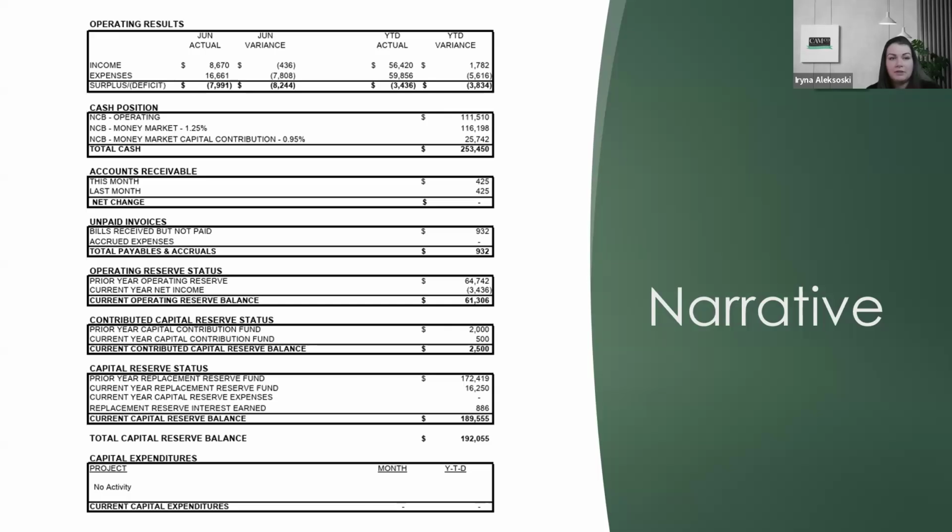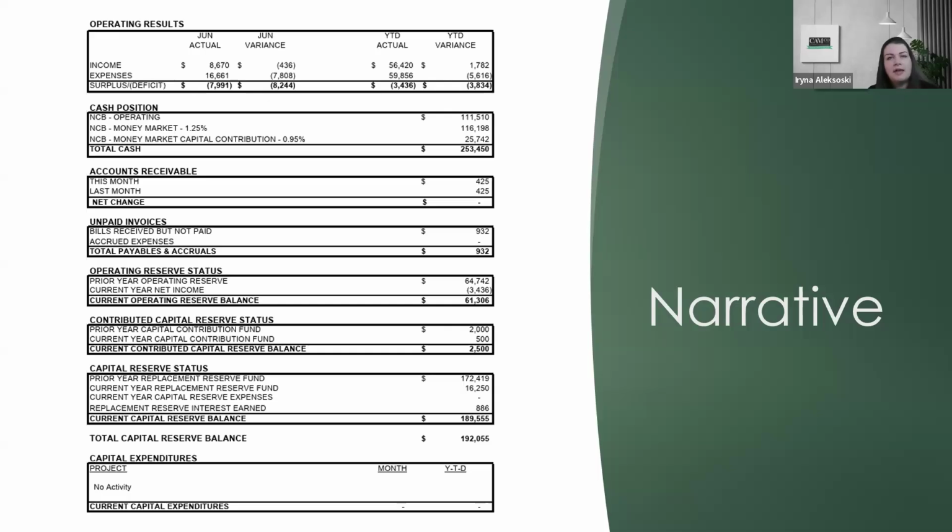And if you have any questions, you can always reach out to your manager and or accountant, and they'll walk through the steps, what needs to be done, and if there's an issue, how we can rectify it moving forward. The next two sections, contributed capital and capital reserve, are both part of the capital reserve balance. So it has prior year information and current year.